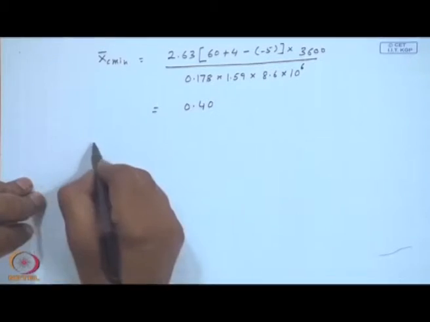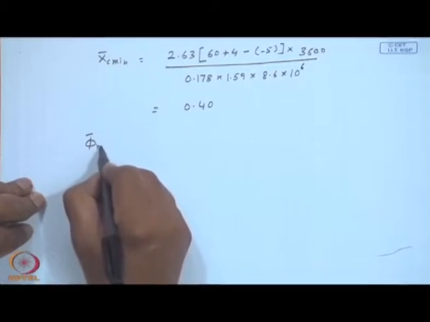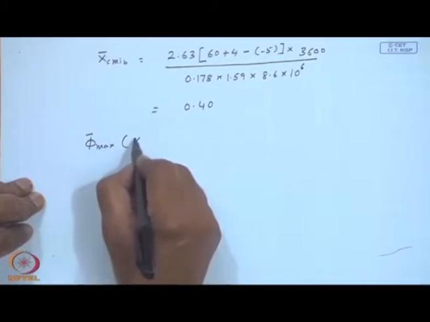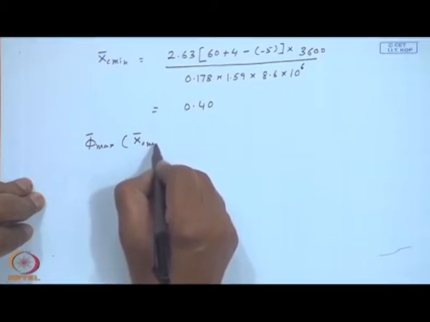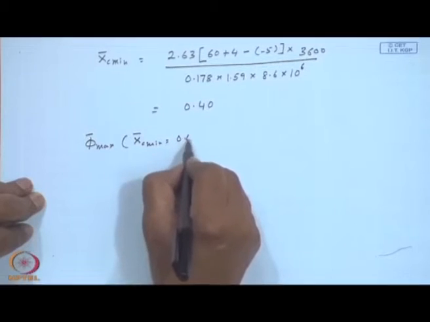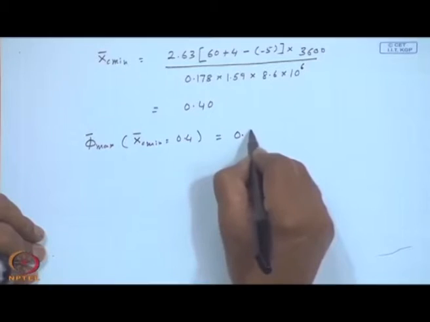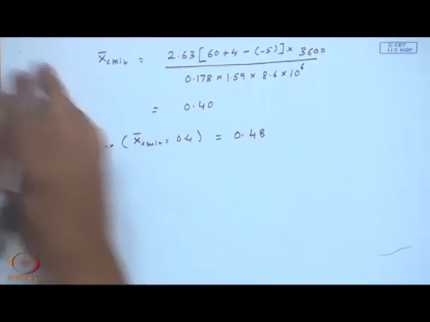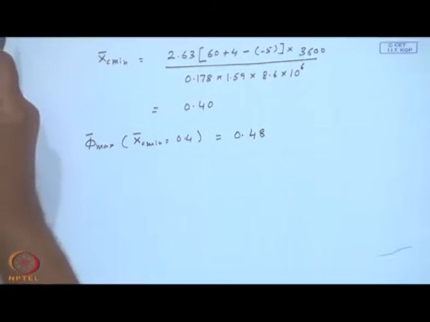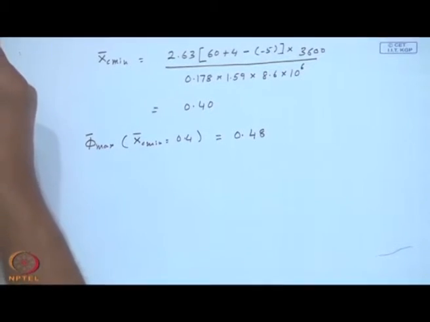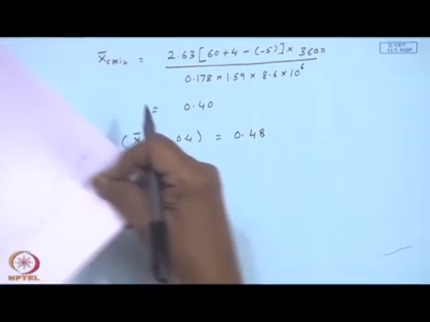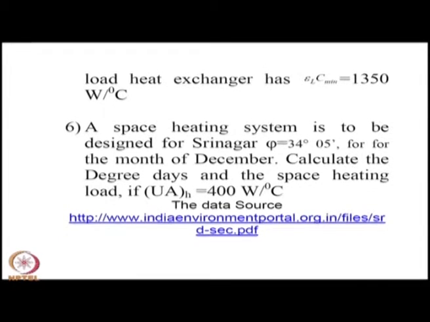which will be equal to 0.40, and phi bar max corresponding to x c bar minimum equal to 0.4. We have written that relation a number of times, which you can use and come out with the answer of 0.48. So, now the system has a utilizability of 0.48 if you include the heat exchanger to be responsible for a temperature increase in the required minimum energy delivery by 4 degrees.